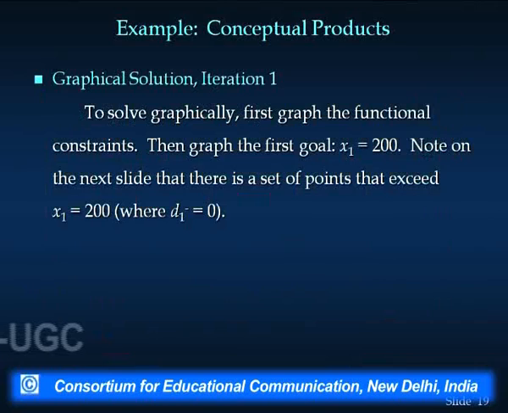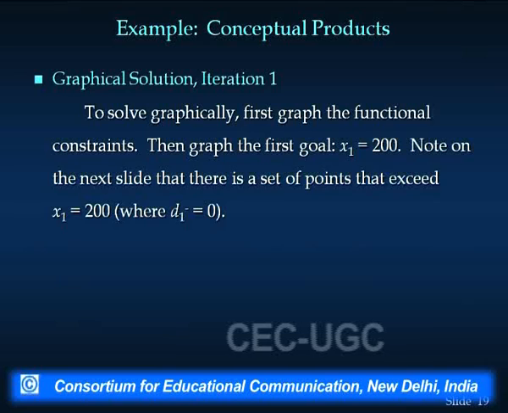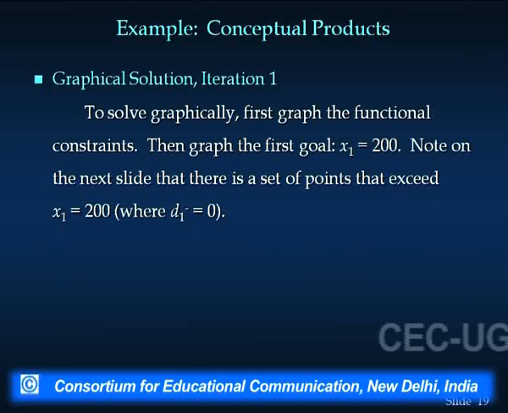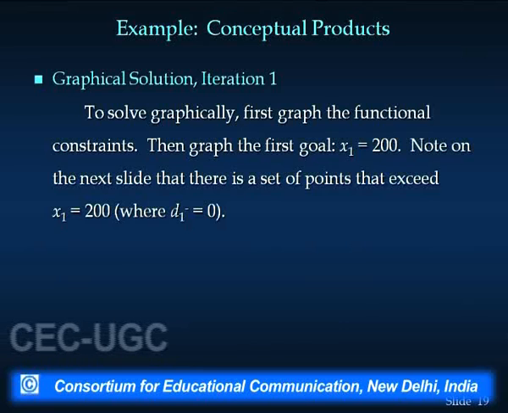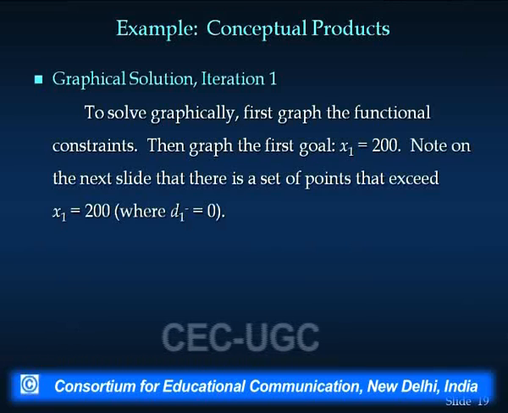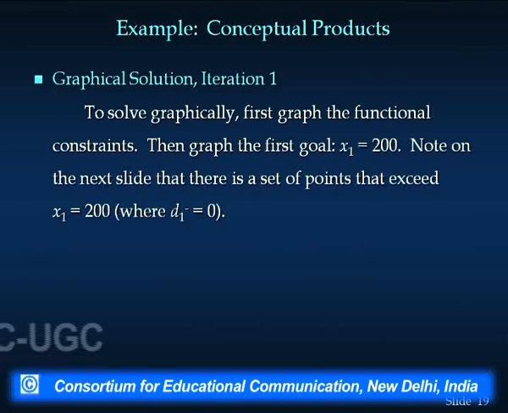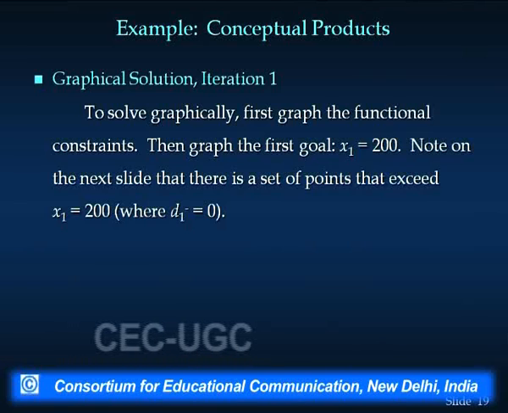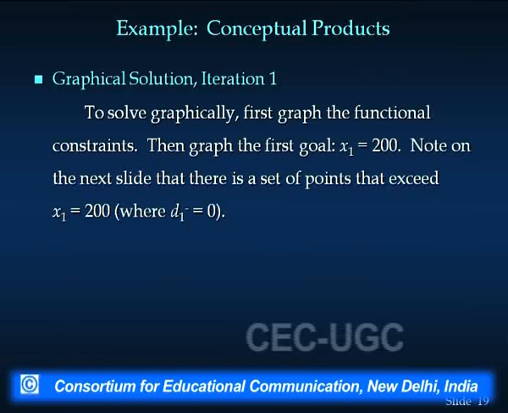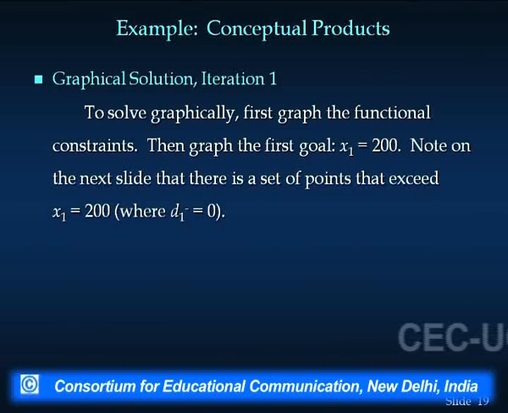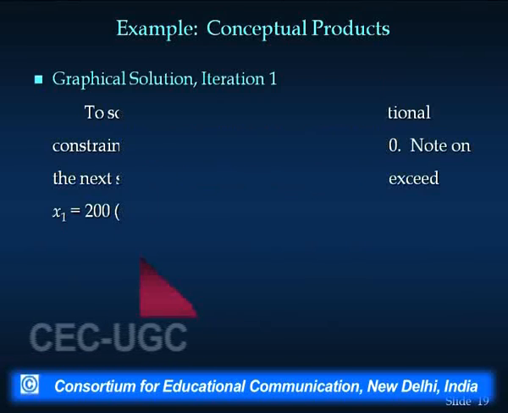Now we will go to the graphical solution of this problem. To solve graphically, first graph the functional constraints. As usual, we have to mark the functional constraints, then graph the first goal, x1 equals 200. Note on the next slide that there is a set of points that exceed x1 equals 200 where d1 minus is 0. Our first priority, first goal met. We will go to the next slide.